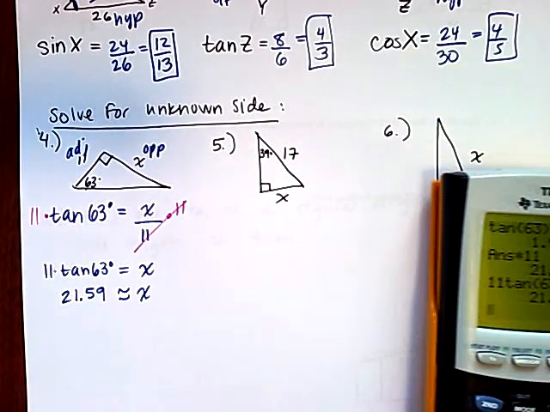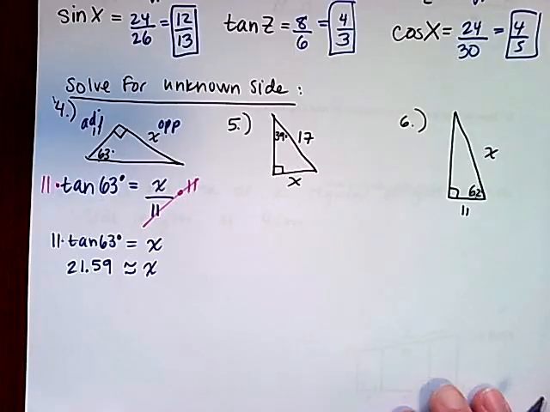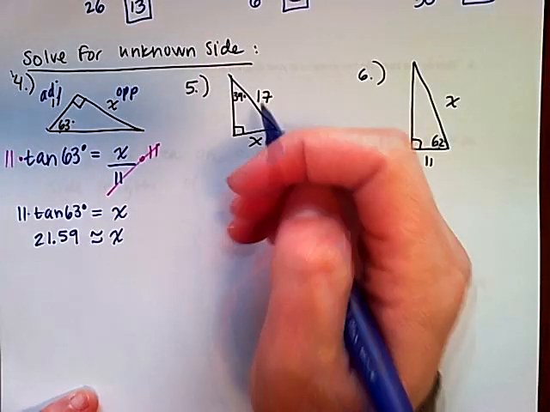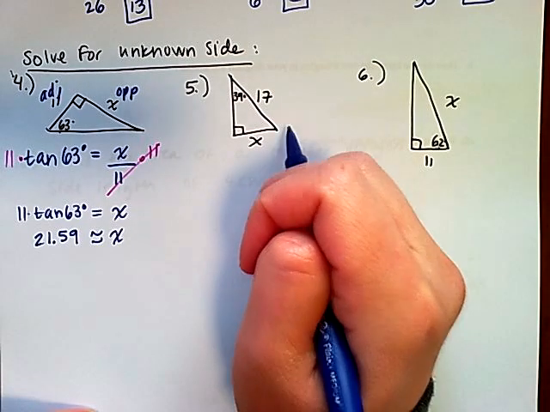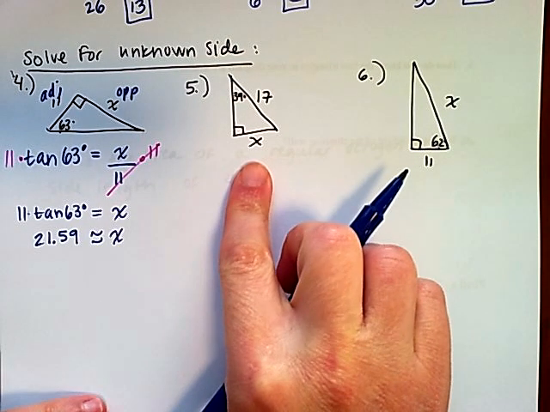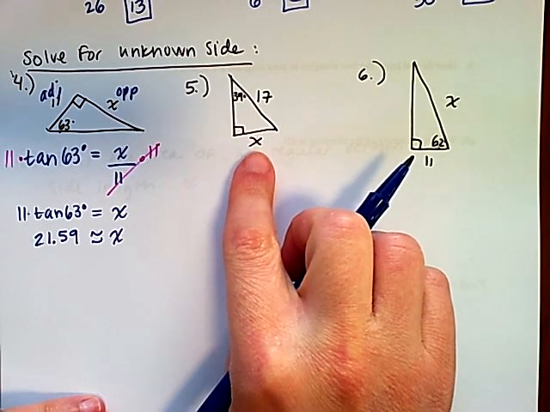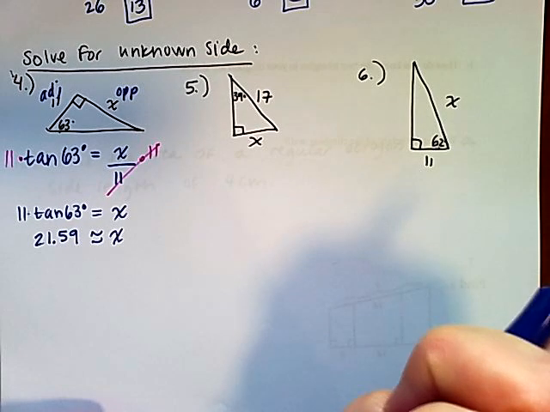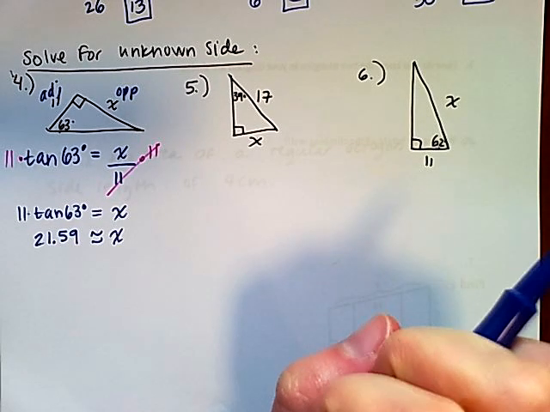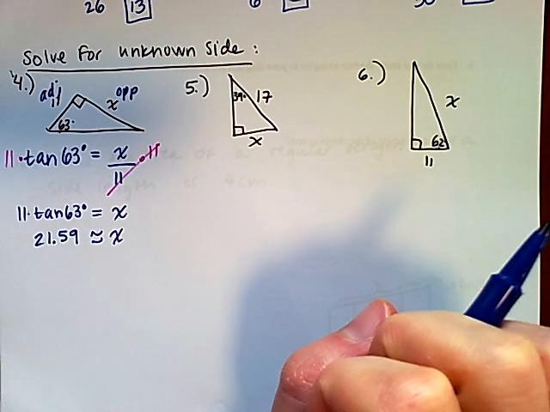Okay. So what I want you guys to try to do now is pause the video and see, can you set up a trig ratio for number 5? Thinking about if I'm trying to relate x, 17, and 39, what trig ratio would I set up? So pause the video, set that up, then press play.